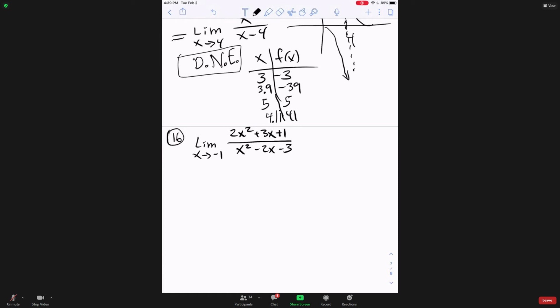All right, so if you do plug in negative 1, it does get you 0 over 0. You don't have to write it out. You can just really quickly run it in your head. As long as you're getting 0 over 0 in your head, that's good enough. Now, if you're not getting 0 over 0 in your head, then you might want to write it out to see if you're making a mistake. So you do get 0 over 0. So hint: factor the top, factor the bottom, and then try to simplify.